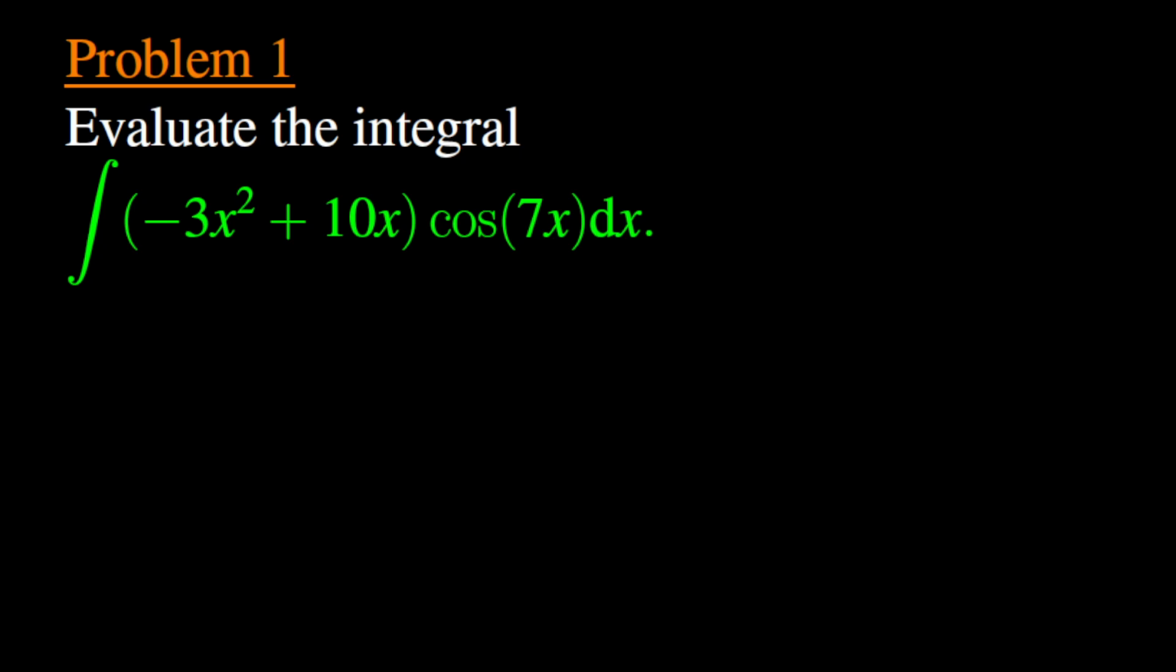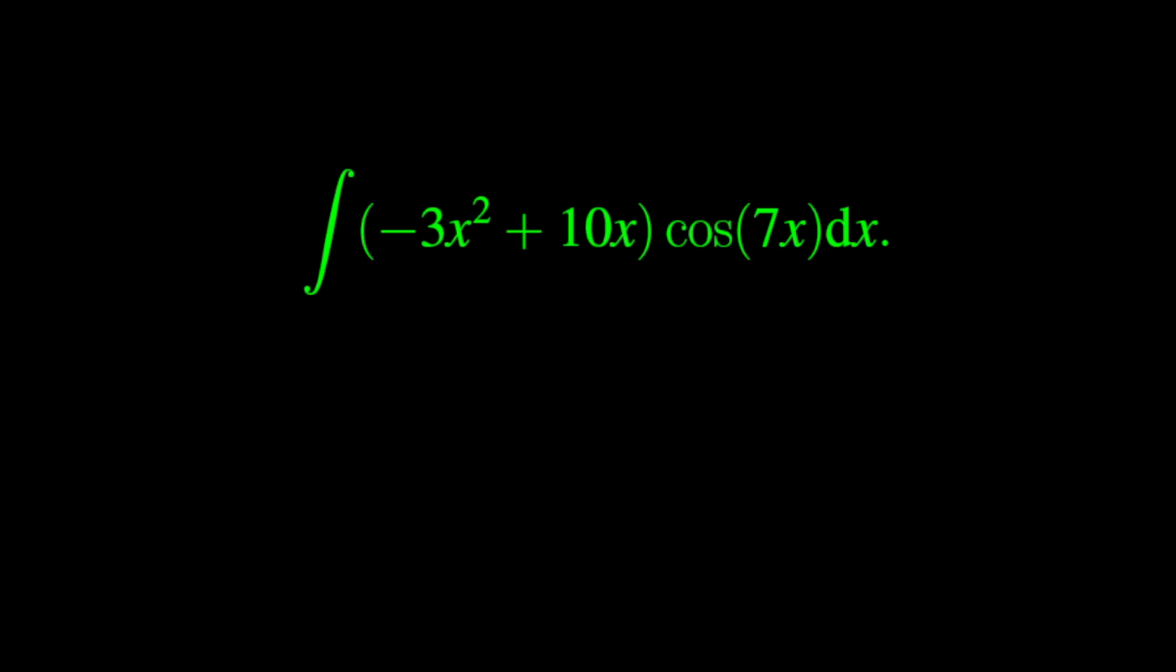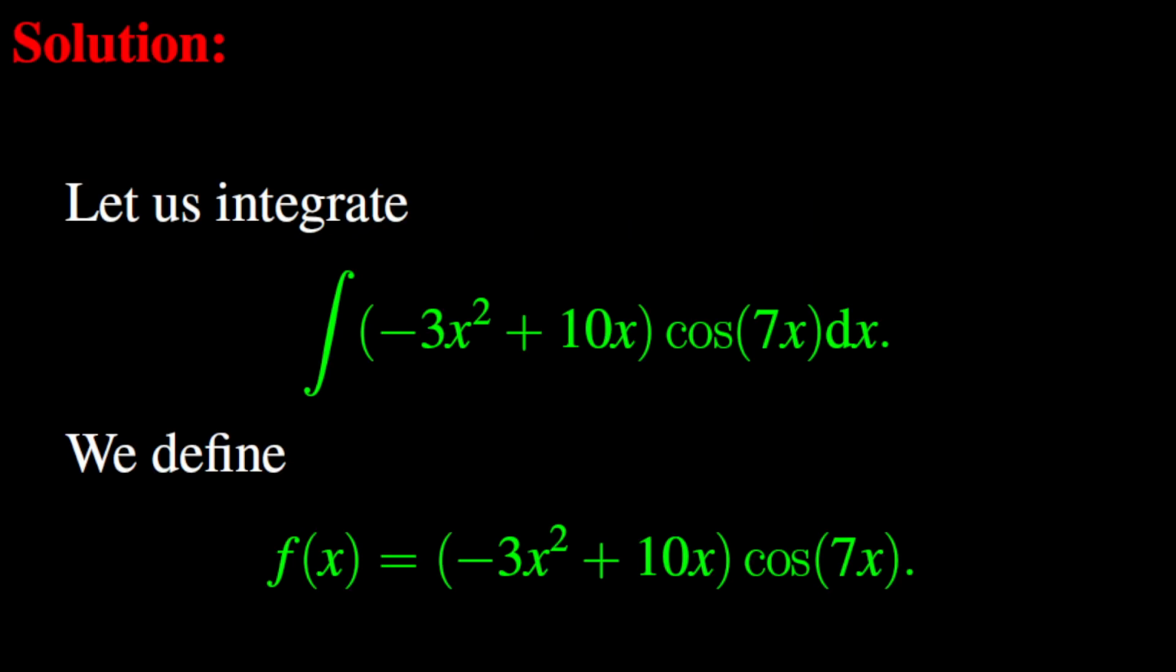Our goal in problem 1 is to find the antiderivative of the function minus 3x squared plus 10x times cosine of 7x. Let us integrate the function minus 3x squared plus 10x times cosine of 7x.